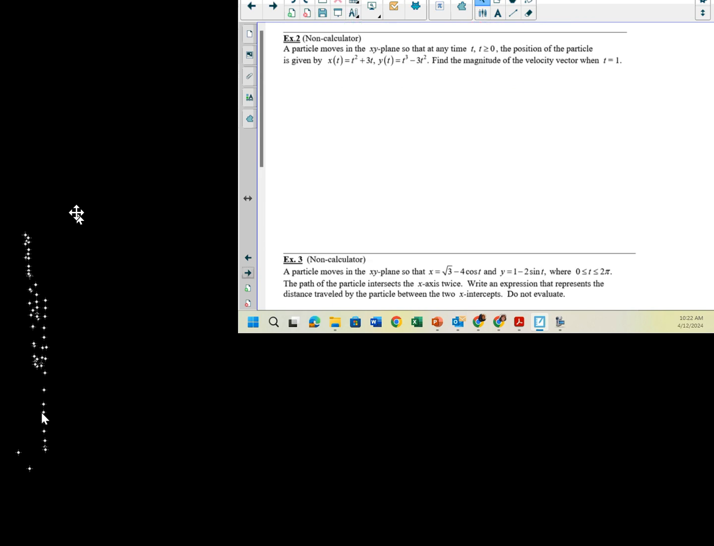Alright, how about this one? Find me the magnitude and velocity. Flip it over. Still on calculator. Find me magnitude and velocity. Example number 2. You flip it over, literally straight up flip it over. Top left hand corner: x of t equals t squared plus 3, y equals t cubed minus 3t squared.